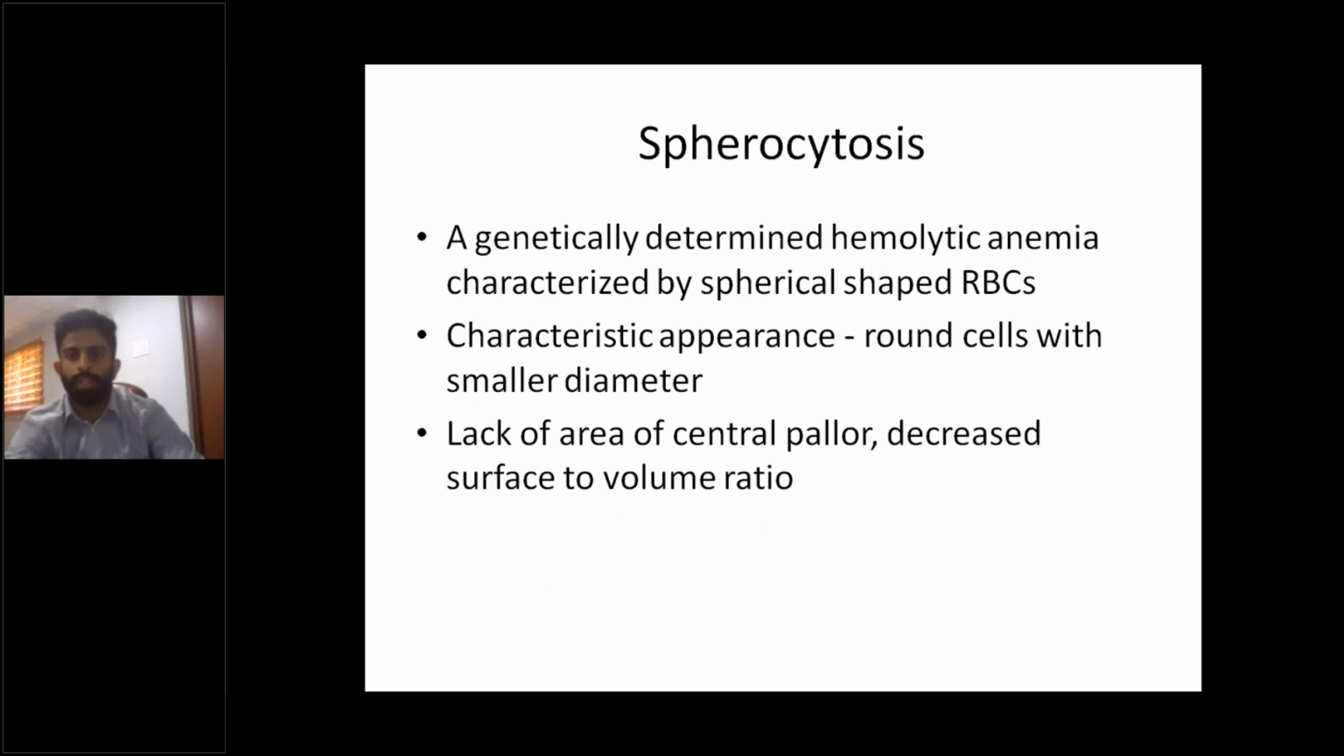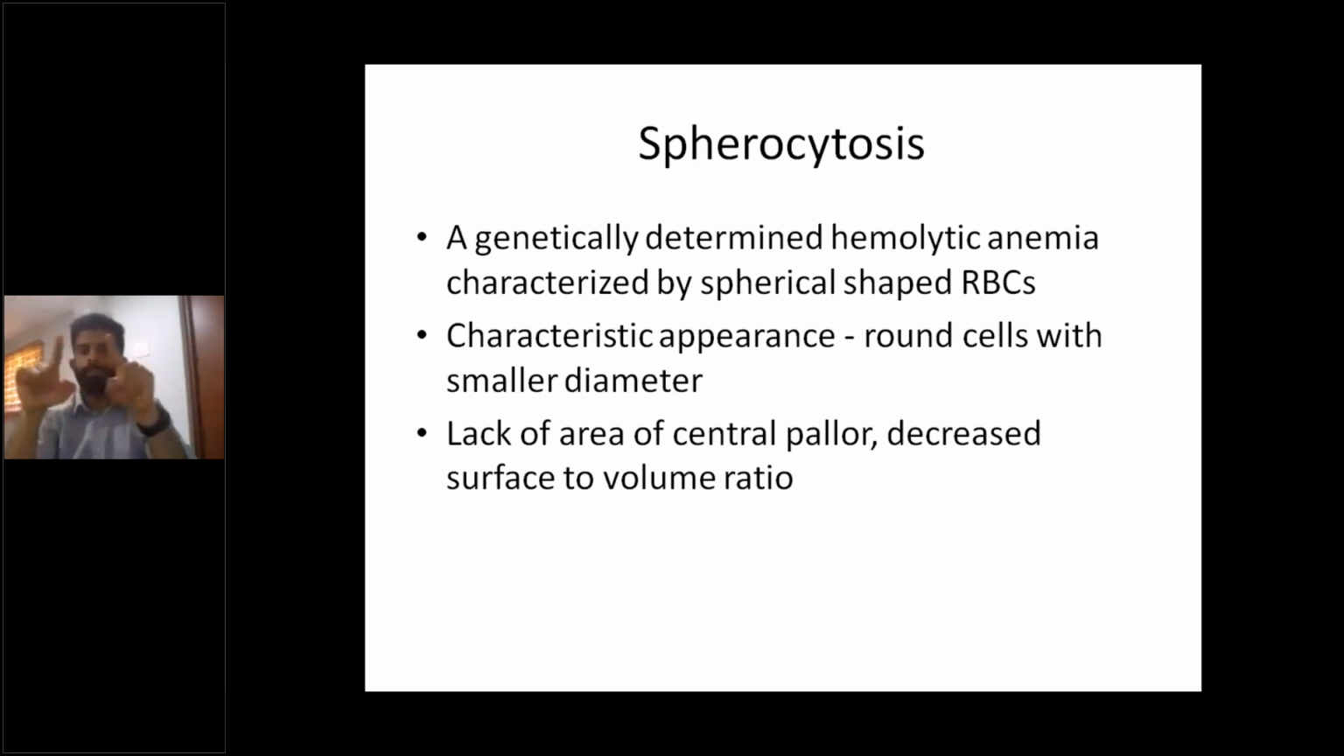Spherocytosis is a genetically determined hemolytic anemia characterized by spherical shaped RBCs. The characteristic appearance is round cells with smaller diameter. So RBCs are normally not spherical, they're biconcave in shape. That gives them a great surface area for the absorption of oxygen into hemoglobin. But now they become rounded with a smaller diameter. The lack of central pallor and decreased surface to volume ratio is seen here. Normally the surface area to volume ratio is increased in RBCs, and that leads to a much higher area of absorption of oxygen. But here, because of the spherical shape of RBC, the surface area is decreased.